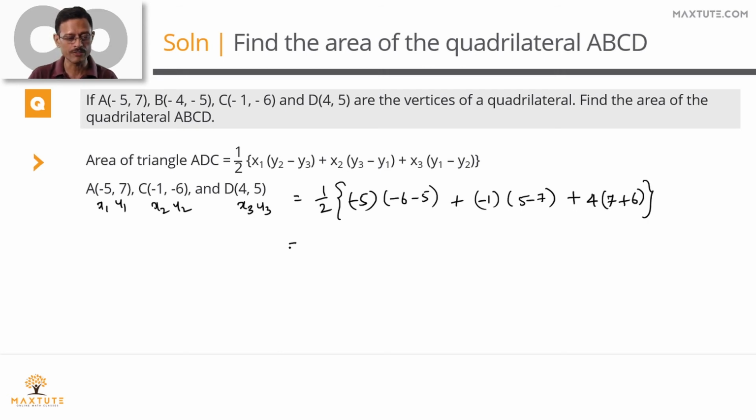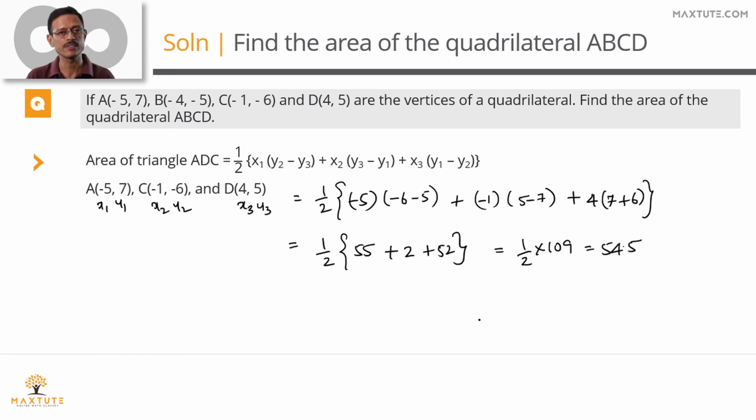So let's solve this part of it, which is half into minus 6 minus 5 is a minus 11 into minus 5, which is equal to plus 55. 5 minus 7 is a minus 2 into minus 1, which is equal to plus 2. 7 plus 6 is 13. 13 into 4 is equal to 52. So we have 52 plus 2, 54, plus 55, which is equal to 109. Half into 109 is the area of triangle ADC. This works out to 54.5 square units.